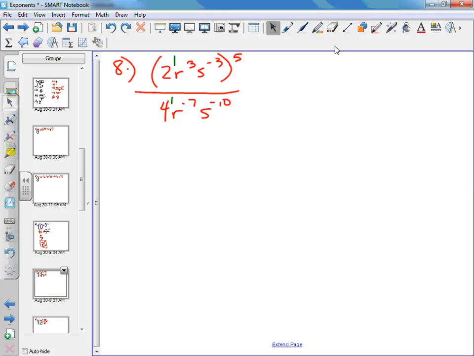Did we get that? So right now, I'm going to have 2 to the 5th, r to the 15th, and s to the negative 15th, all over my denominator, which stays.